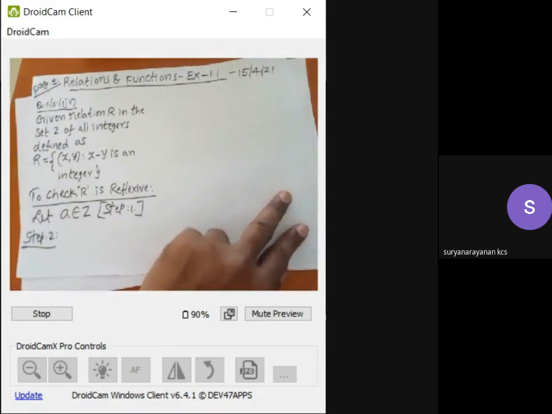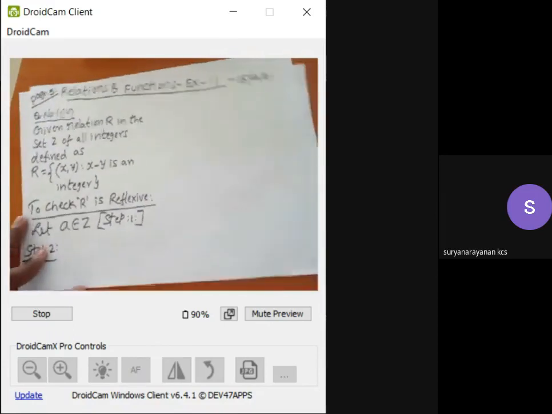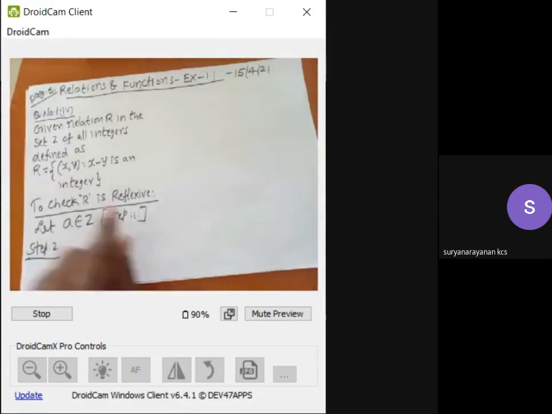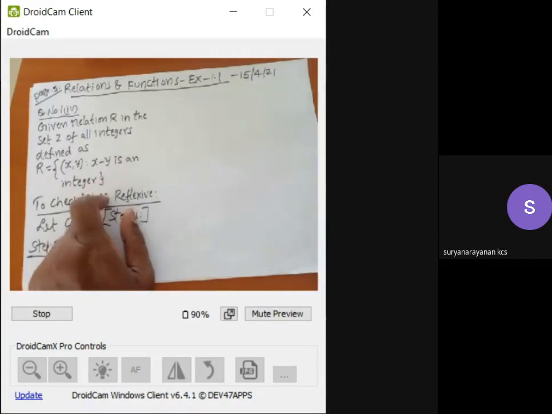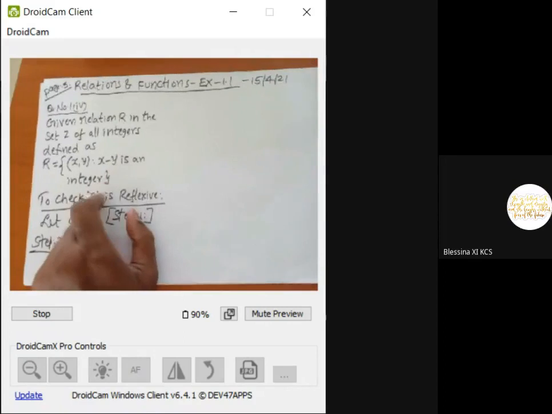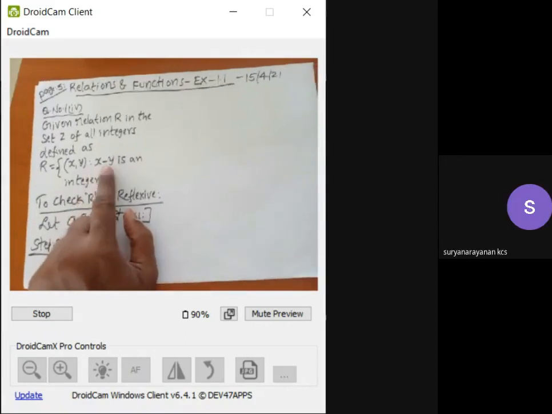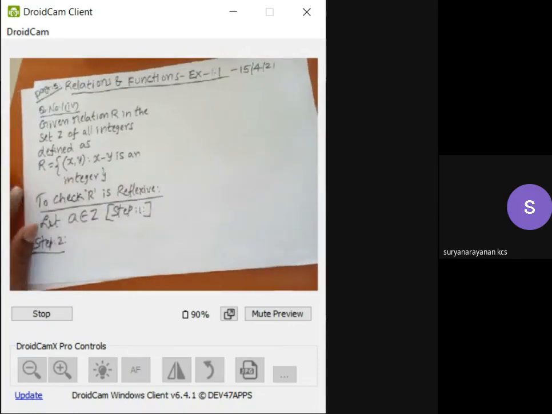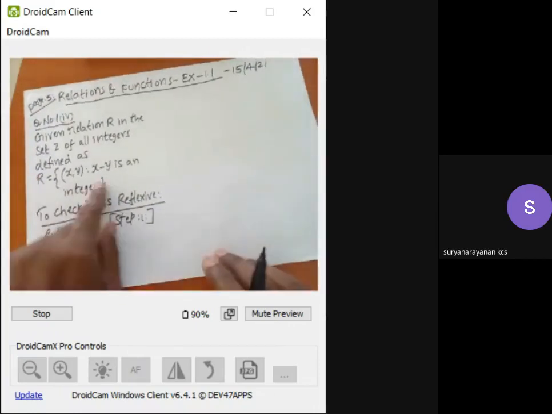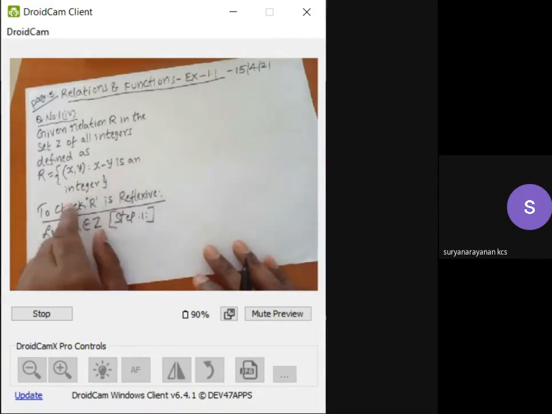Next step, we have to remember the relation. What is the relation between x and y here? Defined between x and y, x minus y is an integer. Yes or no? Yes, sir. In this given relation, we have to write both letters the same. Here we have taken a. Substitute this a in the place of x as well as in the place of y. So, in this statement, x minus y is an integer.